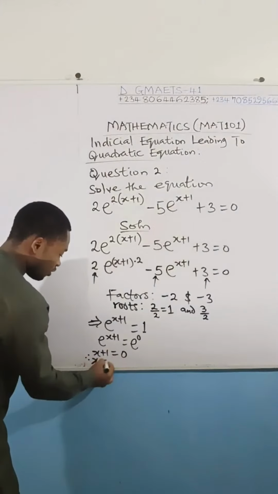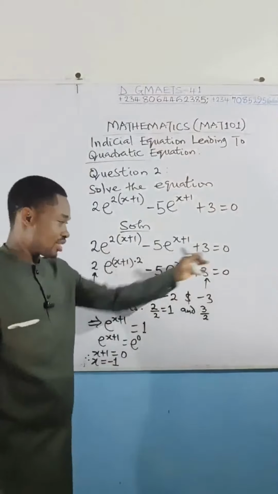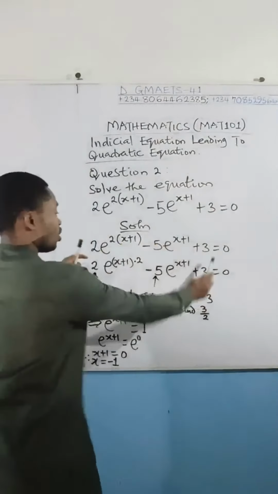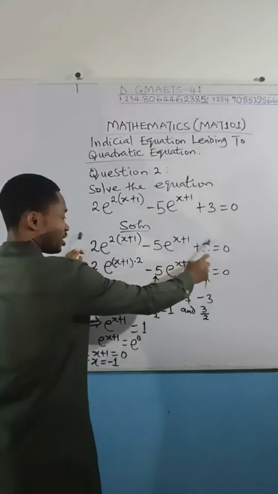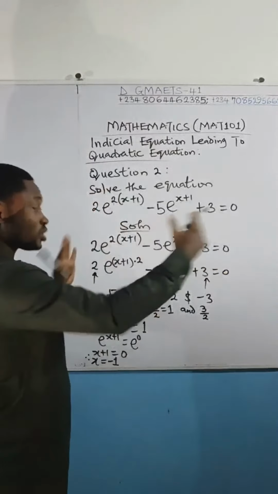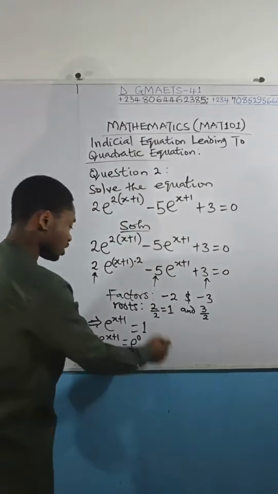Therefore, one of the values of x is minus 1. If you fix minus 1 here and you simplify, you'll find out that all the terms on the left-hand side will give you 0, which balances the right-hand side. So the equation is satisfied with x equal to minus 1. How about you try that yourself?